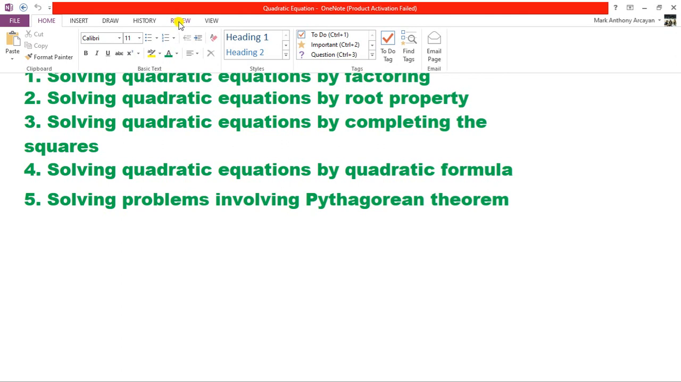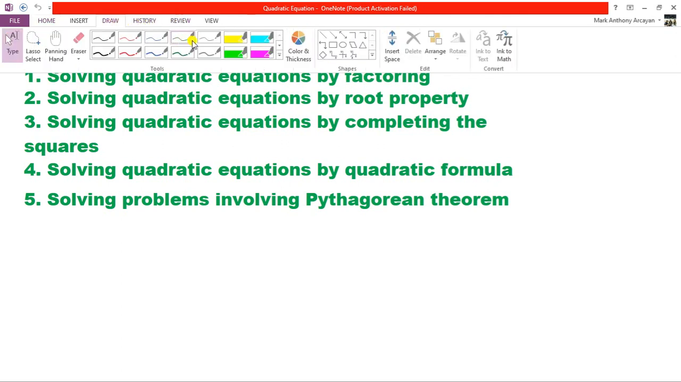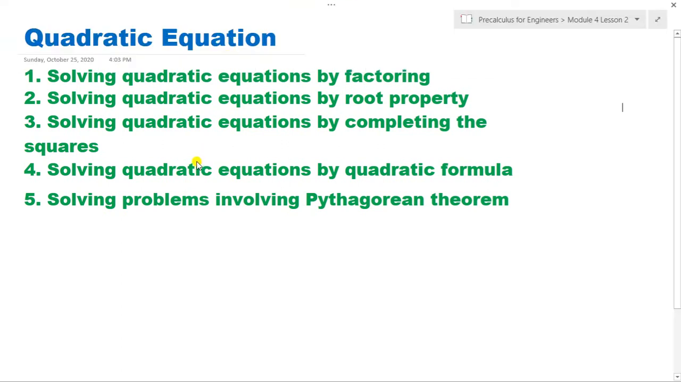So from the previous lesson, we only had equations that contain a single variable wherein its exponent is of 1 degree, but this time the exponent of our equation is now of second degree. That's why it is called quadratic. So in this lesson, we are going to solve quadratic equations by using several methods.